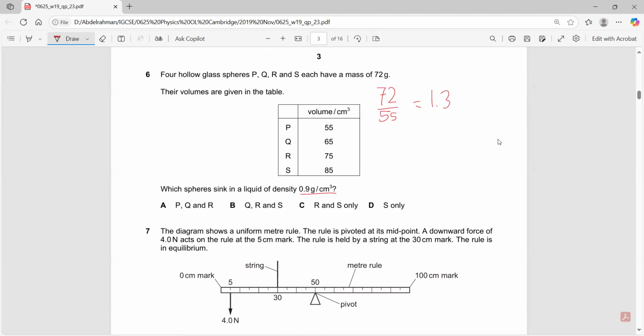Again, 72 divided by 65, this is 1.1. 72 divided by 75, this is 0.96. Okay, it would also sink. And the last one, 72 divided by 85, is 0.85. It will not sink. So only P, Q and R.